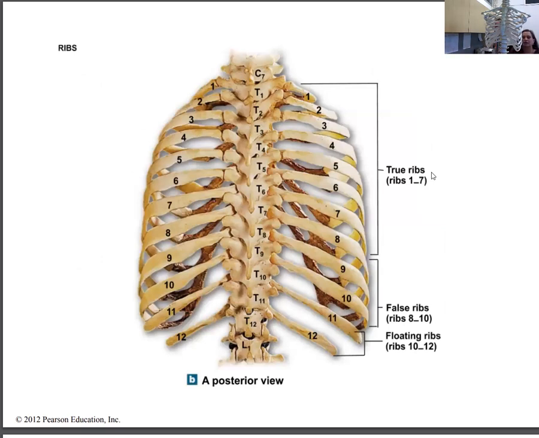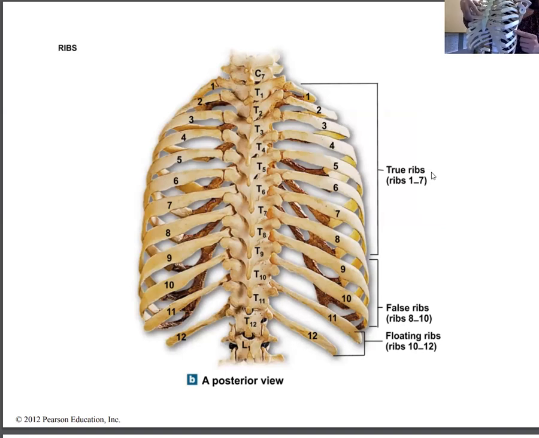Then looking at the ribs, you have true ribs, false ribs, and floating ribs. Your true ribs are up here, and it's going to be one rib attached to one cartilage attached to the sternum. So one rib, one cartilage, sternum. So all of these would be true ribs.